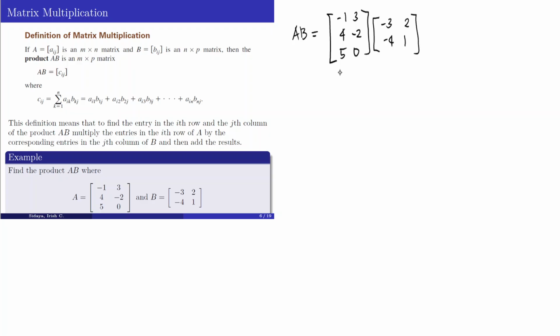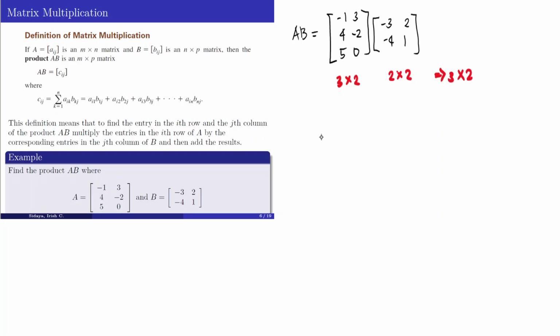Okay, so again, this is a 3 by 2 matrix, and this one is a 2 by 2 matrix. So the product is defined since the number of columns of the first matrix is equal to the number of rows of the second matrix. So its product must be a 3 by 2 matrix. So that should be the product.